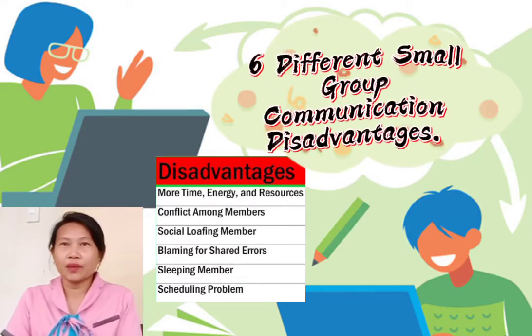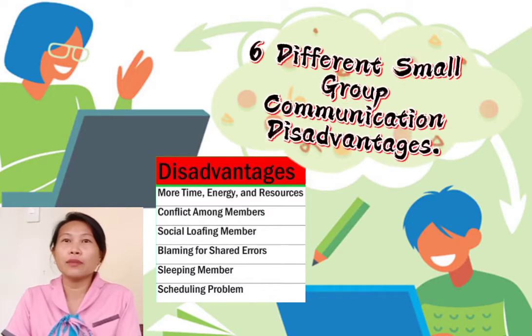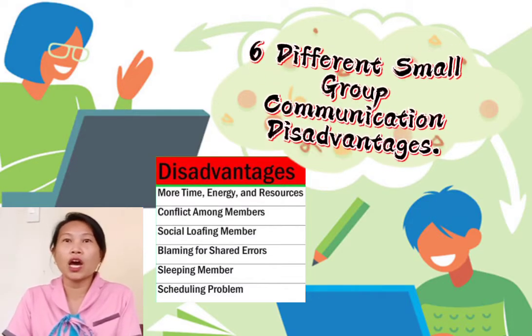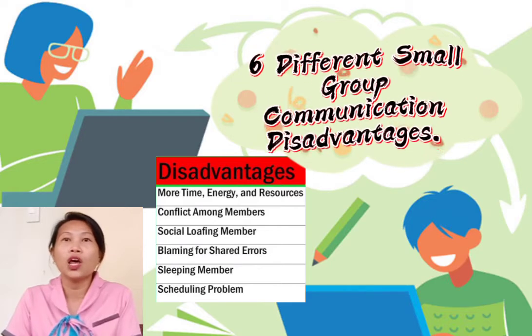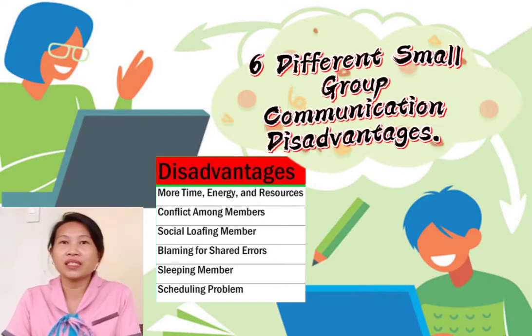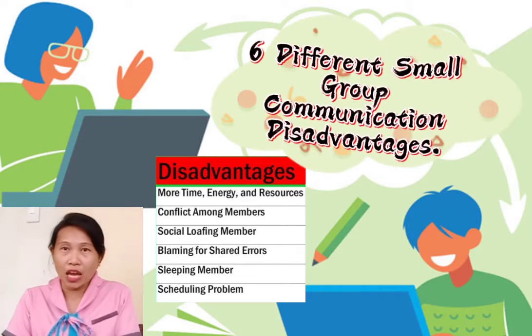Number 2, conflict. Disagreement, aggression, and disruption. Members in a group often are confronted with an individual who wants to take over. Therefore, conflict exists in group communication.